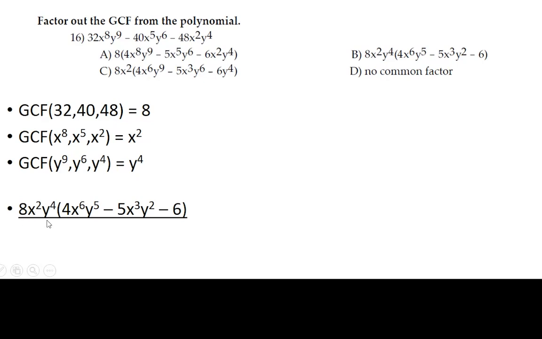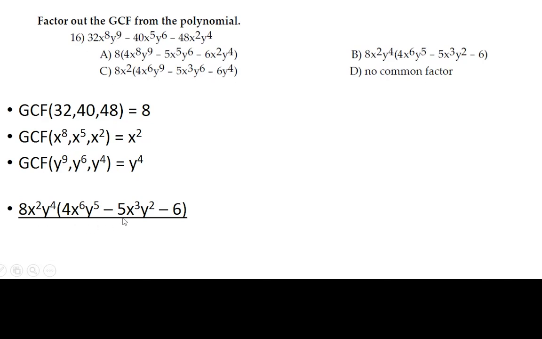And then we just think about the distributive property in reverse. 8 times what is 32? 8 times 4 is 32. X squared times what is x to the 8th? X to the 6th, because we would add the exponents. Y to the 4th times what is y to the 9th? Y to the 5th, again, because we would add the exponents. 4 plus 5 gives us that 9 in the original problem.